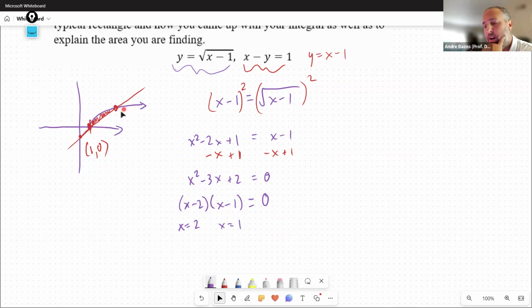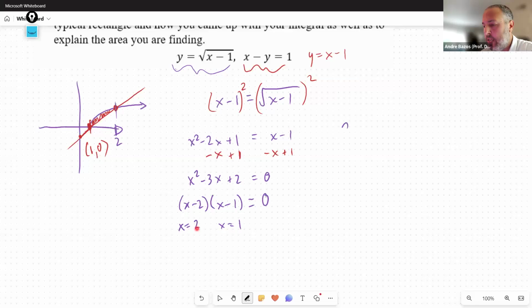We already got the 1. We need the other one, but we have it here. So this is 2. This happens at x equaling 2. My graph doesn't show it. So this region that we have bounded with these two functions is going to go from 1 to 2. What is the upper function? It is the square root. What is the lower function? It is the line right here.